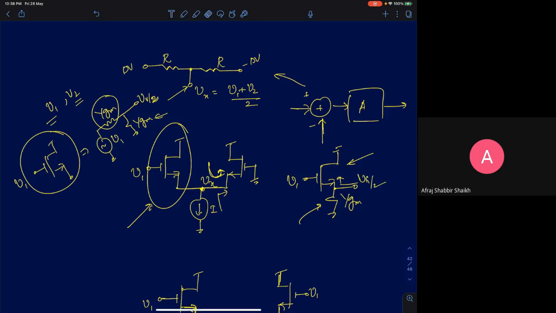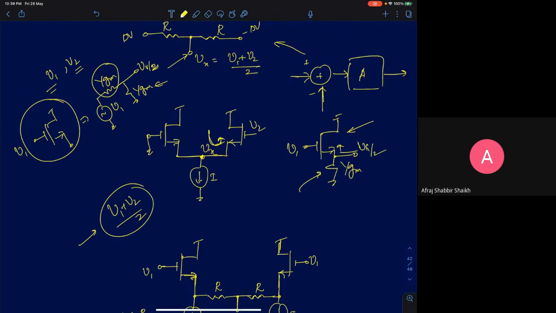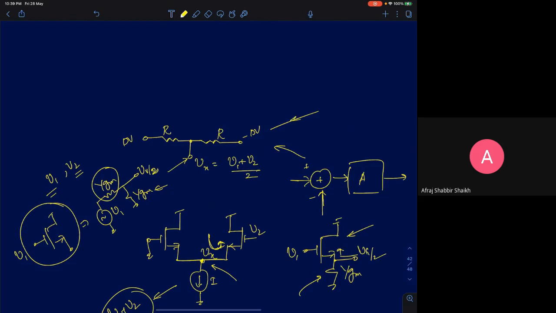Similarly, I can assume V1 is 0 and apply V2, and then the node voltage at this point will be V2 by 2. Now add the two voltages, it will be (V1 plus V2) by 2. So what you get is an average of the two voltages at this node Vx. See, this is also giving me an average. But what is the difference between the two circuits? What difference do you notice between the two circuits?